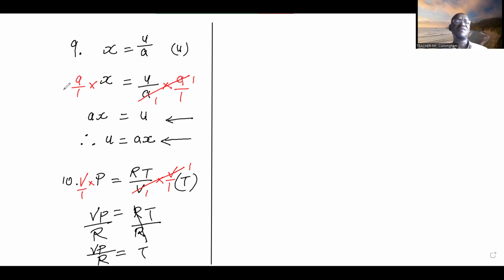So you have RT here, right? You must divide by R. Keep that in mind. We have to divide by R. So the R's will cancel here, but there's nothing to cancel it on this side. So it's V P over R. So T is equal to PV over R. Take it down, Antonio.